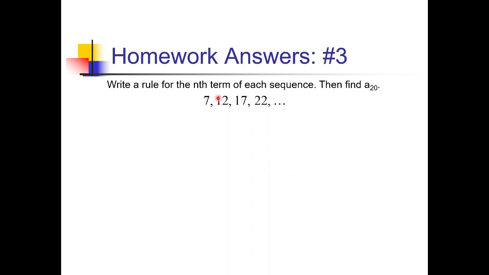In order to write a rule for the nth term of this sequence and then get the 20th term, let's first figure out if it's an arithmetic sequence, because that would be very helpful. So it looks like from 7 to 12 we're adding 5, and also from 12 to 17 and to 22. So this is definitely arithmetic. We have a common difference.